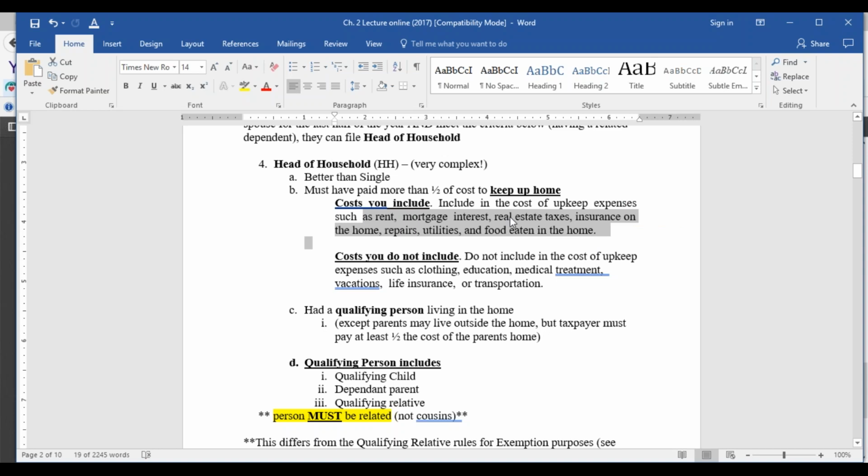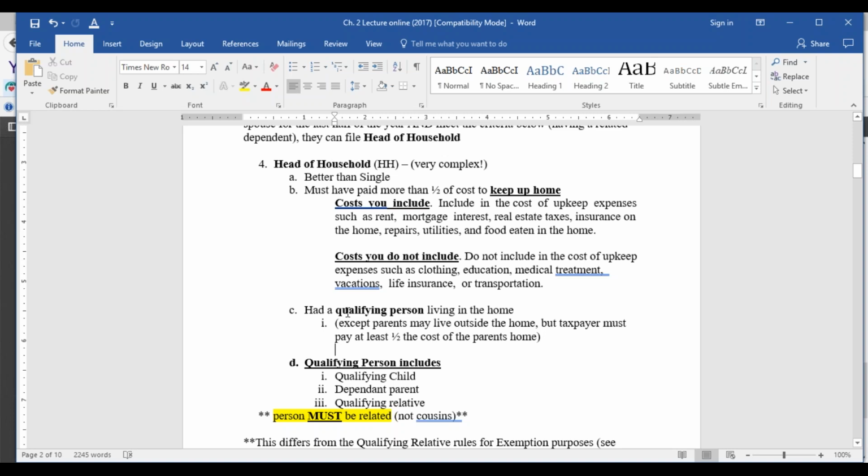You can include all of this to see if you paid for over half the cost of keeping up your home. So just because somebody else paid all the rent, if you were responsible to pay everything else, the insurance, repairs, utilities, whatever else it is, or food eaten in the home, and you split that with your roommate, you could still possibly claim head of household. Things that you would not include would be clothing that you provide. That's not part of keeping up a household.